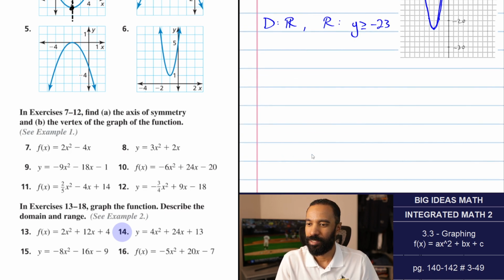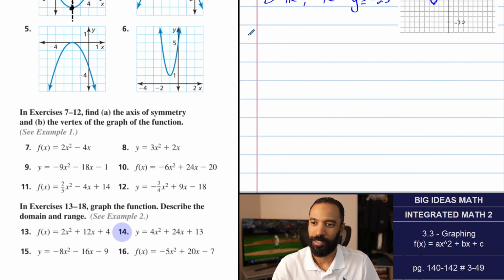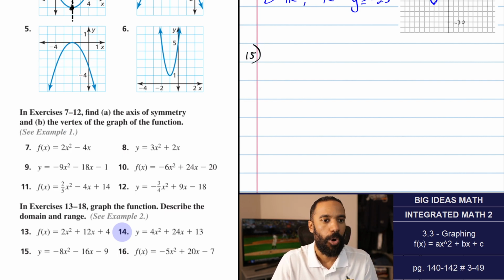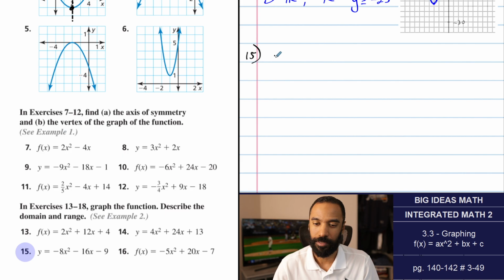Number 15. Y equals negative 8x squared minus 16x minus 9. All right, well, this graph goes upside down. To what extent? Negative 8x squared minus 16x minus 9.